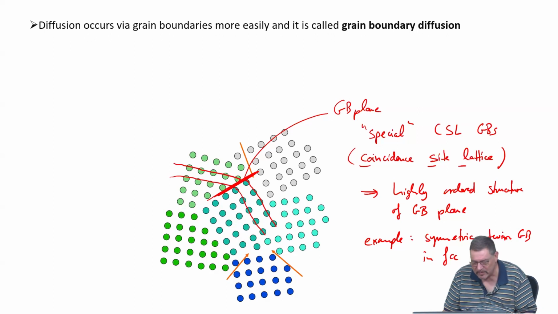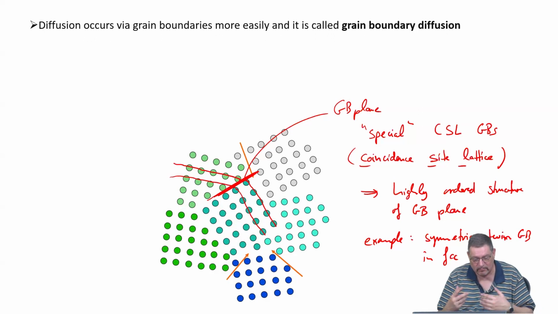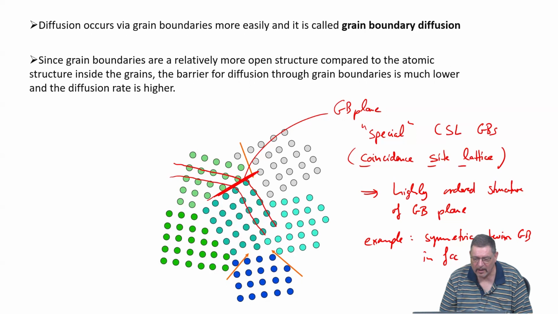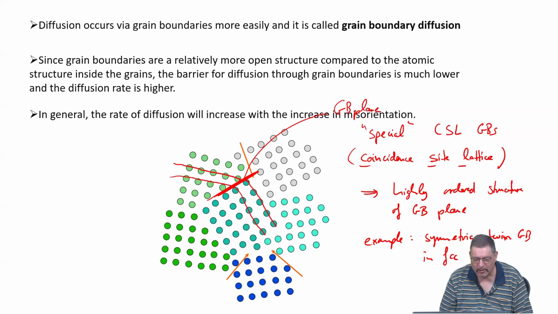But these are specific exceptions. Normally, it's like your colleague said, high angle grain boundaries have much higher diffusivity, and it's again because of their more open structure.